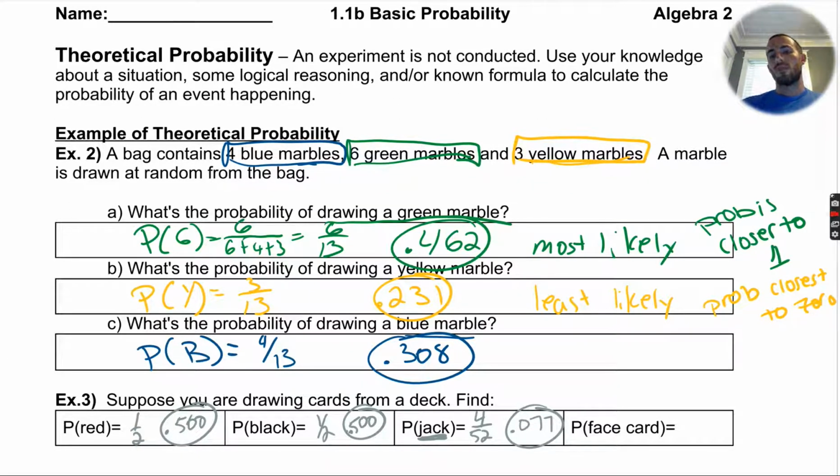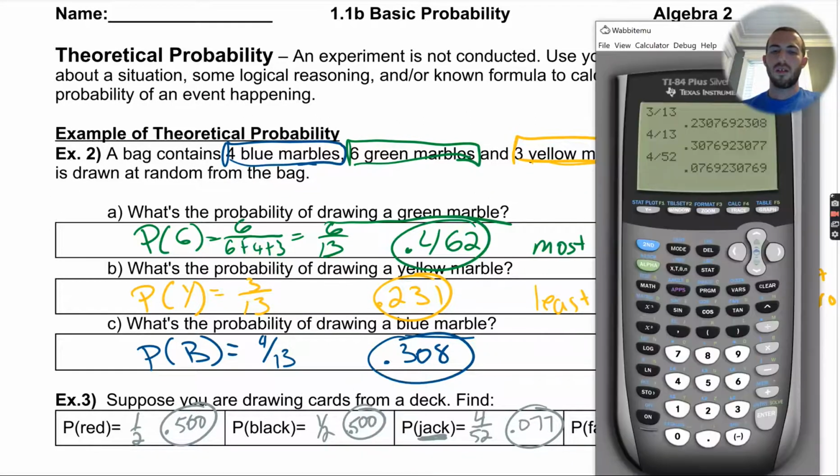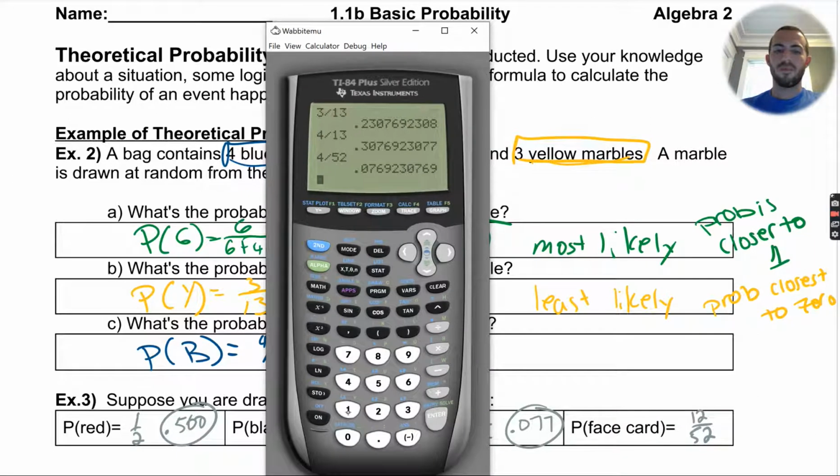Now the last one's trickier. We want to know the probability of picking a face card. So face card is a king, a queen, or a jack. Card that has a face on it. We know there's 4 of each card. So the total number of face cards is 12. The total number of cards in a deck are 52. What we want are the face cards, which is 12, so they go on top. Total amount of cards goes on the bottom, which is 52. Put that in the calculator.